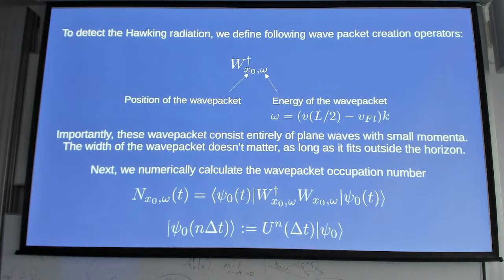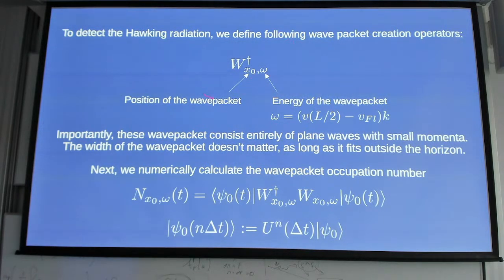Right, so how do we detect the Hawking radiation? We define wave packet creation operators, as W daggers. So x0 is the spatial position of the wave packet, omega is the energy, and omega is related to momentum in this way, where this is the net velocity, the velocity from our Hamiltonian minus the Floquet velocity.